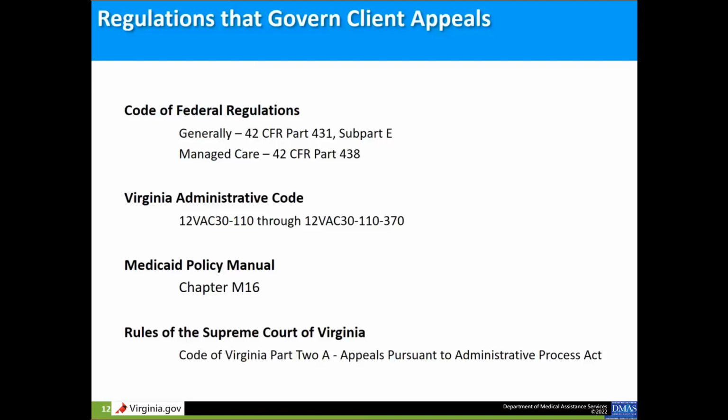Finally, when an appellant disagrees with the final DMAS decision, they have recourse to an appeal at the appropriate local circuit court. The rules that they must follow to perfect an appeal to the circuit court are contained in the Rules of the Supreme Court of Virginia, a copy of which is provided with every final DMAS appeal decision.